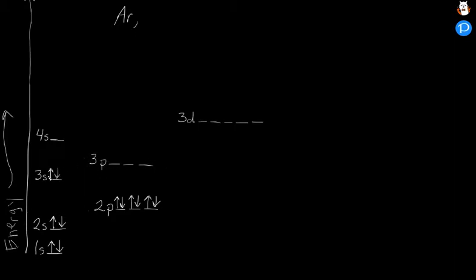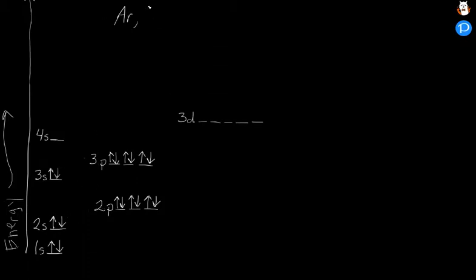So we're at 12, 13, 14, 15, 16, 17, and 18. So there's my electron configuration for argon.